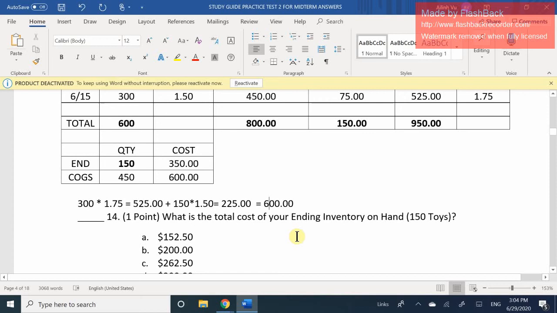What is 225 plus 525? 750. I have 750. You guys keep calculating until all of you get the same answer. Okay, 525 plus 225. I still get 750. That is correct.